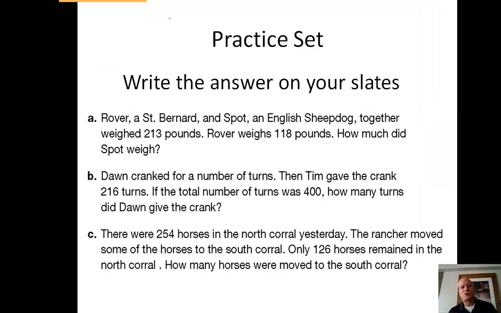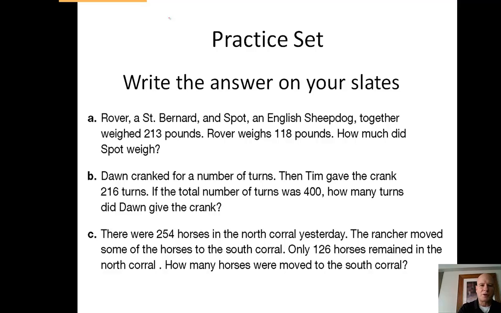For your practice set, I want you to try to do these 3 on your own and see if you can come up with them and submit them to me along with your TIDs. I'll walk you through the first one, and then you can be on your own for the other 2. Rover, a St. Bernard, and Spot, an English sheepdog, together weigh 213 pounds. If Rover weighed 118, how much does Spot weigh? So see if you can calculate that out.